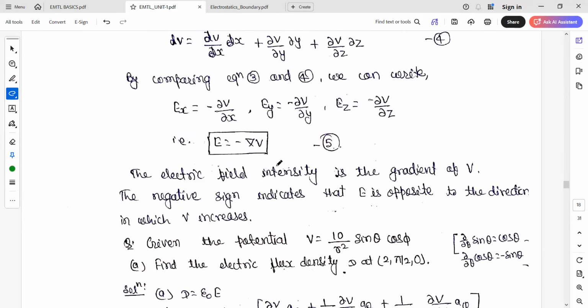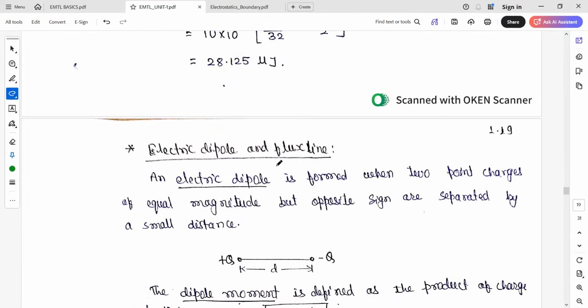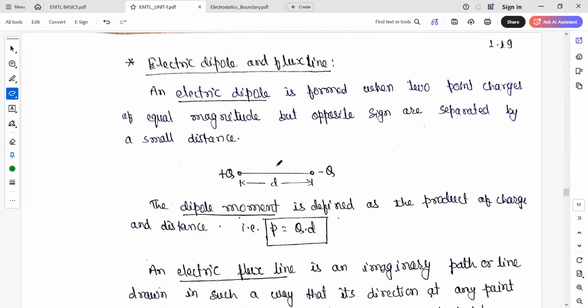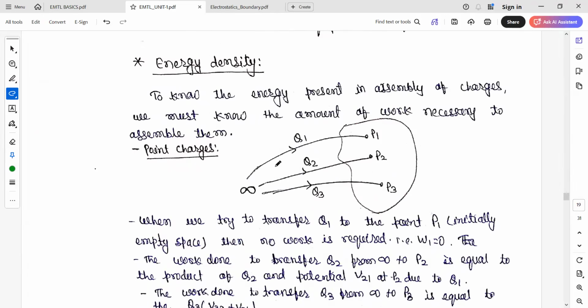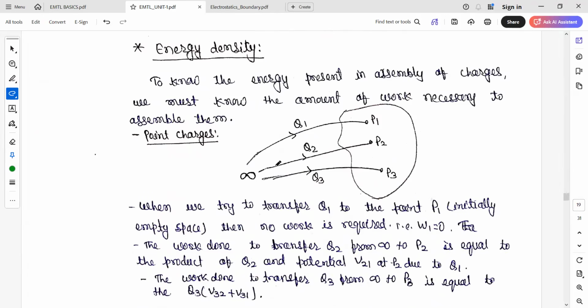Next we have discussion about the dipole. And energy density, which is again an important question here. You can have some long questions on this. The internal exam will have different weightage, and the external exam will have different weightages. So this energy density, you can expect it to be a long question.